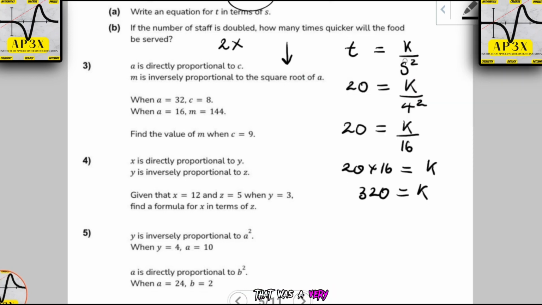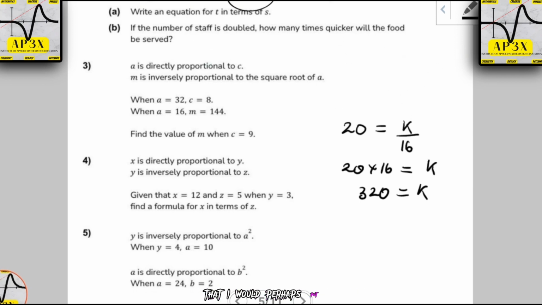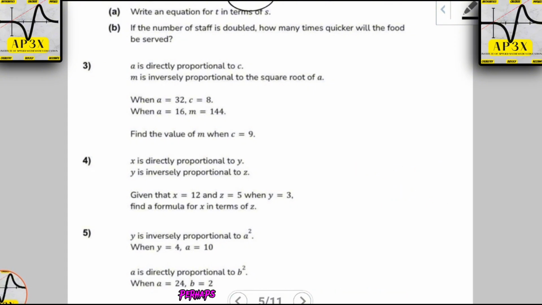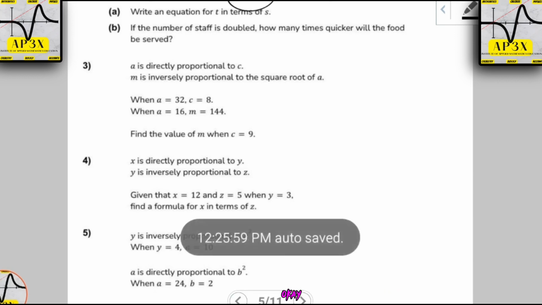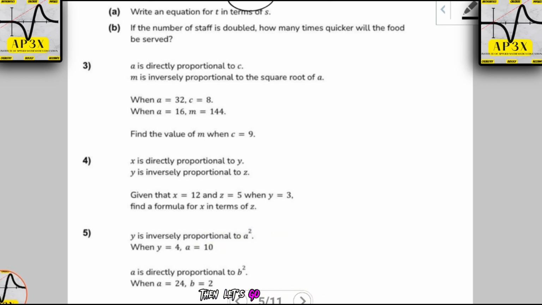So that was a very, very interesting question. I feel like this is an example that I would perhaps put on my quiz. I do hope that my students who are watching this perhaps will expect a question like that. Haha. Okay, let's see here then. Let's go on here to question 3.